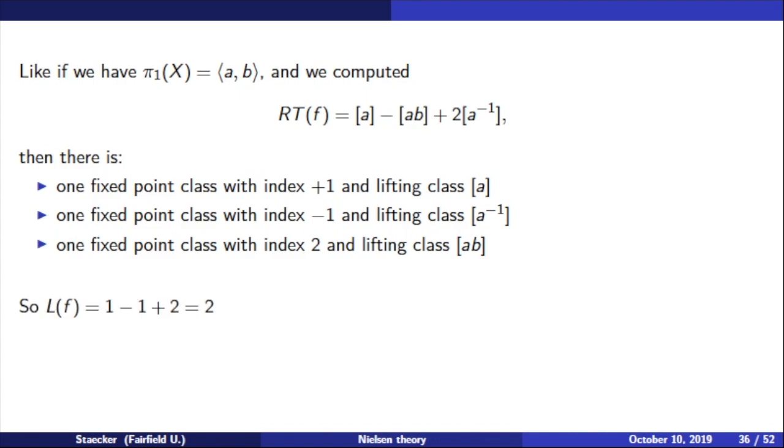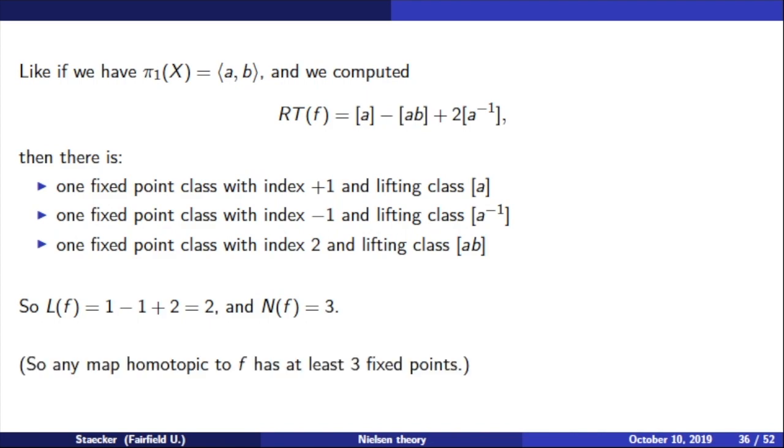All right? And so the Lefschetz number would be the sum of these indices, which is 2. And the Nielsen number would be the number of these things that you see in the sum, which is 3. So that would mean, in this example, any map homotopic to F has 3 fixed points. But the point of this is this Reidemeister trace here contains the Lefschetz number and the Nielsen number at the same time. The Lefschetz number is the sum of the coefficients, and the Nielsen number is the number of non-zero terms here.